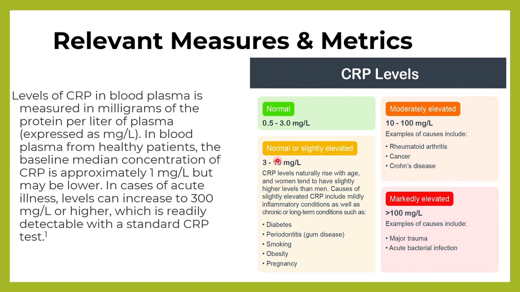With CRP, when the level is up to 10 milligram per liter, we say it is slightly elevated. If it is 10 to 100 milligram per liter, then it is moderately elevated. And if it is more than 100 milligram per liter, it is markedly elevated in case of severe trauma, acute bacterial infection, etc.